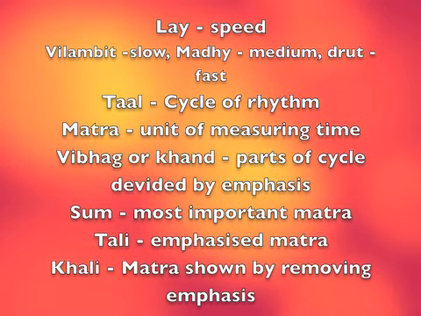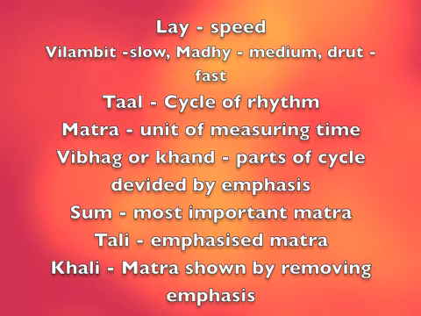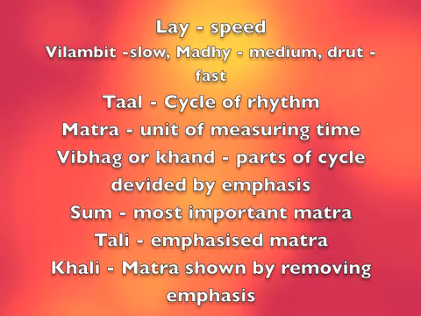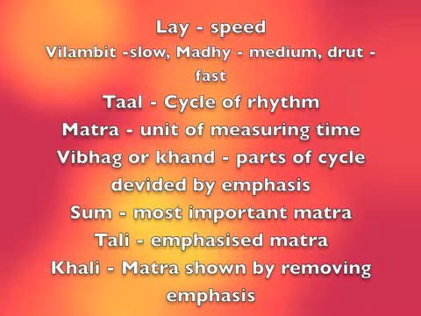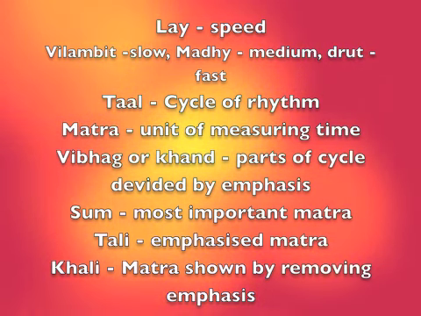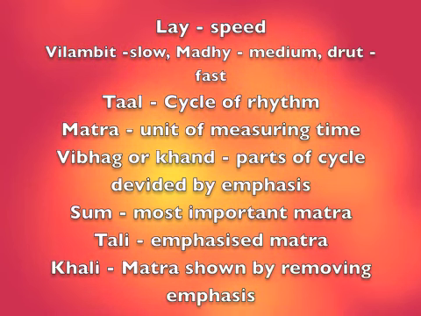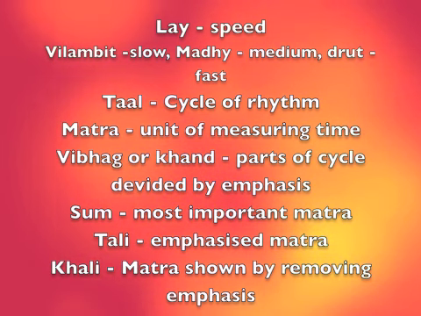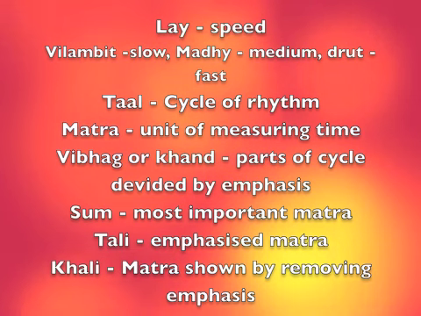A vilambit lay is a very slow speed. A medium pace is called madhya lay and a fast pace is called druta lay. A set of matras with specific rhythm pattern is called taal. A taal is divided into vibhag or khanda depending on where the emphasis is being given. The first matra usually has the maximum emphasis and it is called the sam. The second most important matra of a taal, which is shown by removing emphasis from it, is called khali.